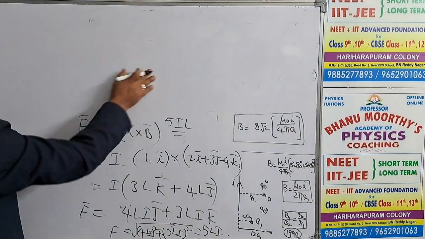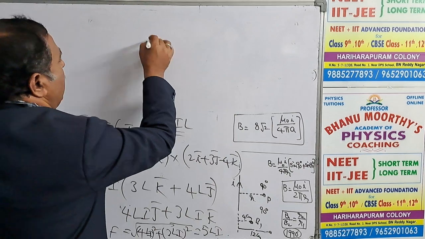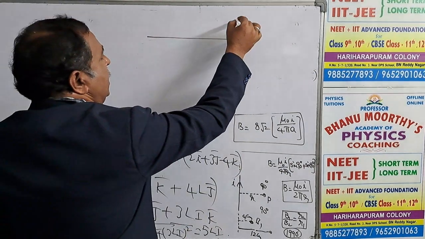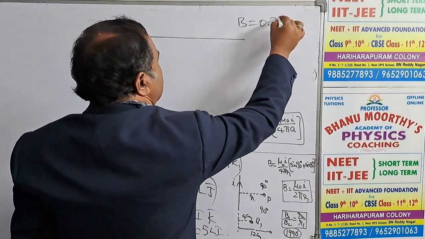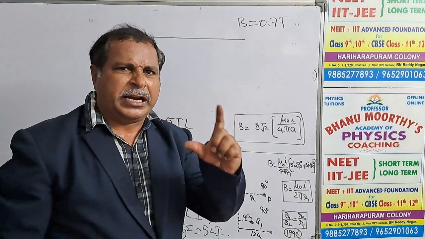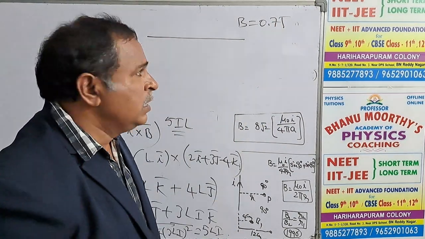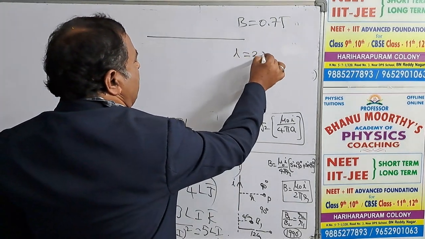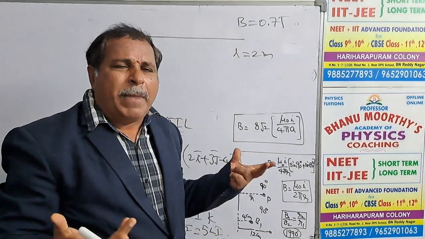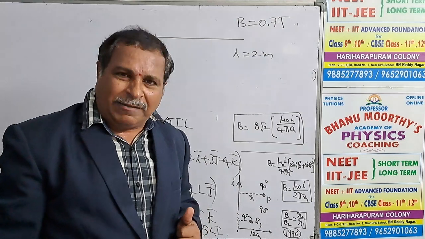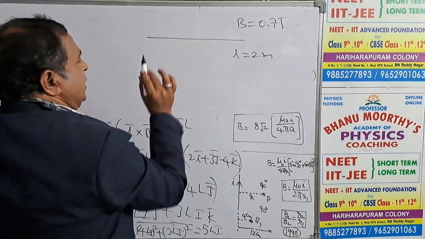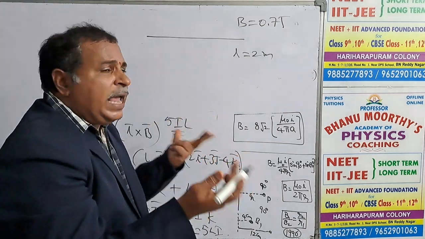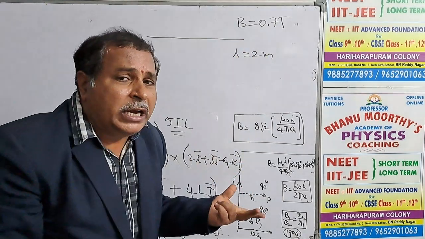Now, what is another one? A straight conductor is placed in a uniform magnetic field of 0.7 Tesla. Its length is given as 2 meters. Some current is passed here, and it is suspended horizontally in air.